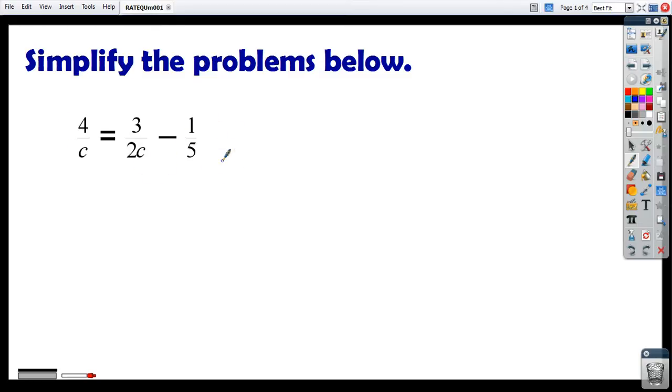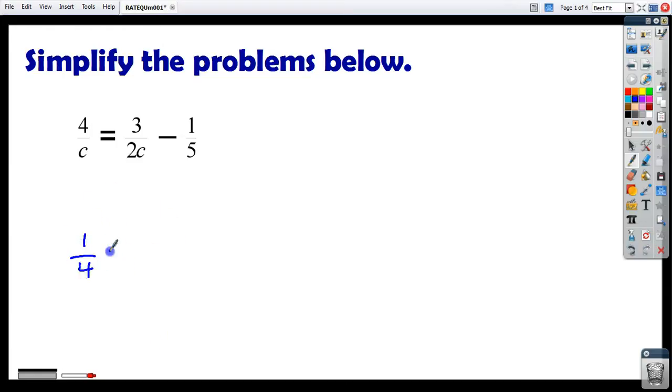Now our goal is always the same, of course, to figure out what c is to make this equation work. But solving it becomes trickier when we've got all these rational expressions. But we've got a little trick that's going to help us. And before we do this problem, take into consideration this problem right here.